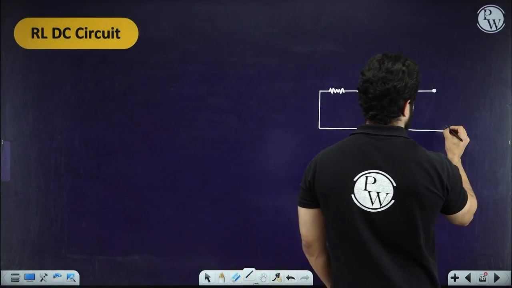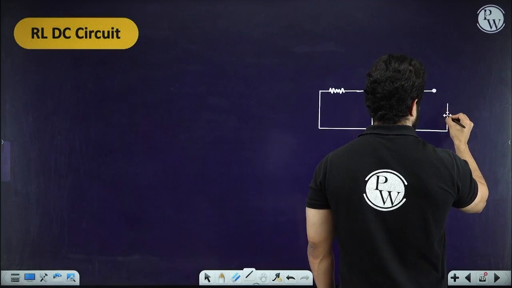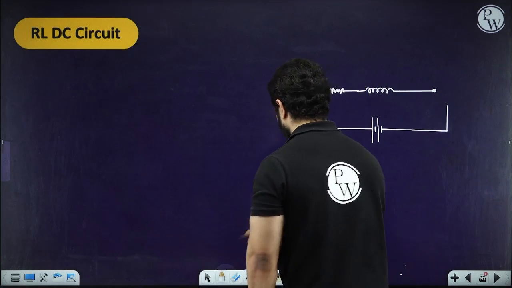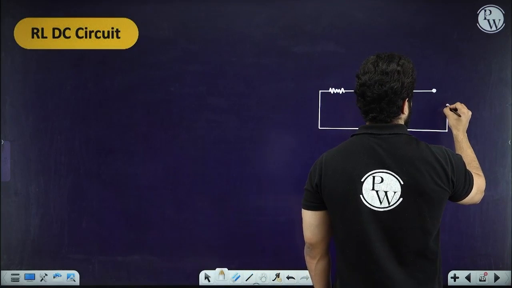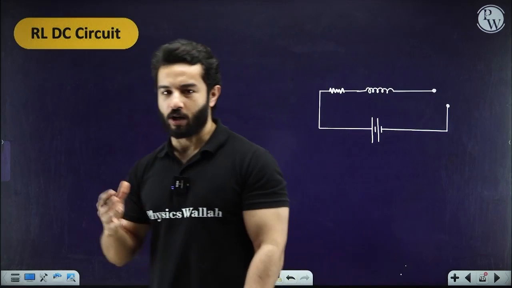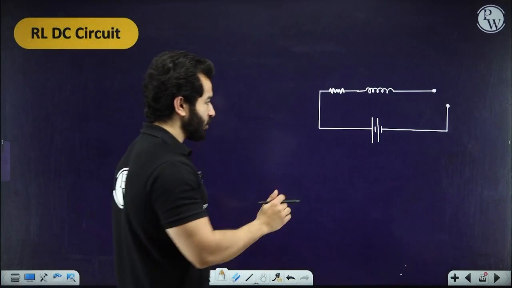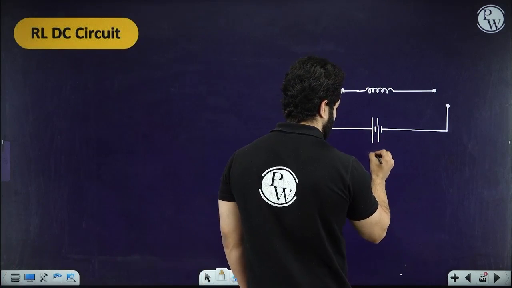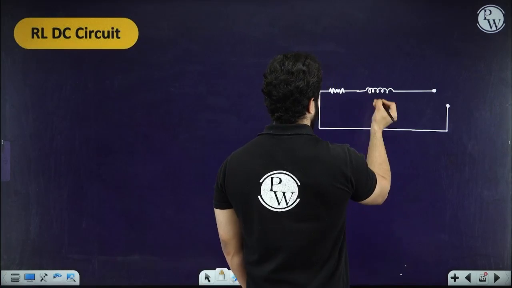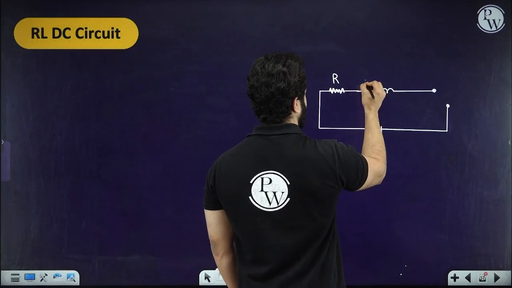Now the only thing to see over here is that we are actually leaving these two terminals right now open, so that we can actually connect them according to our convenience, right? So first of all, we have got a battery over here which has got EMF E, potential difference E, resistance R, inductor L.